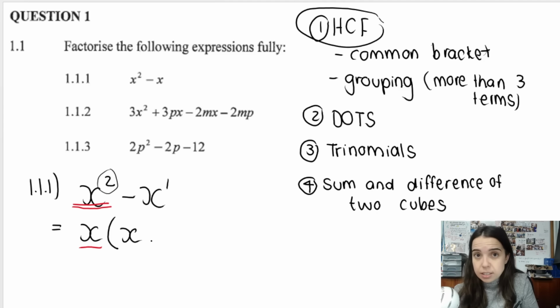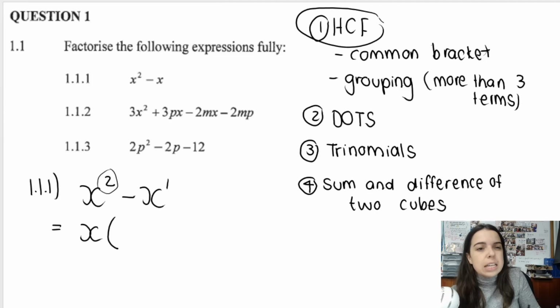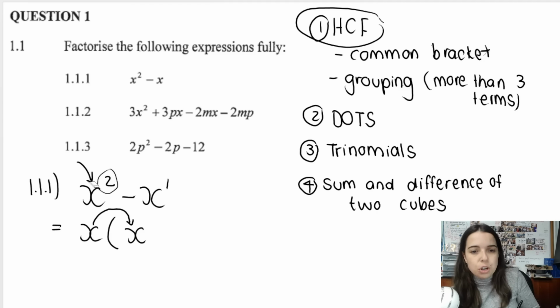You're left with x. Another way to think about it, which sometimes helps some of my students, is to think, what must I multiply x by? What must this be? To get x squared. And when I ask it like that, my students often say, oh yeah, I get what you're saying, ma'am. X times x is x squared. Okay, so that's the first term.